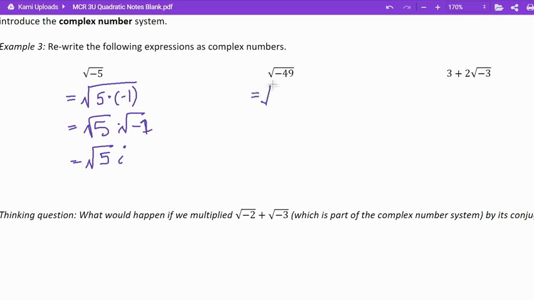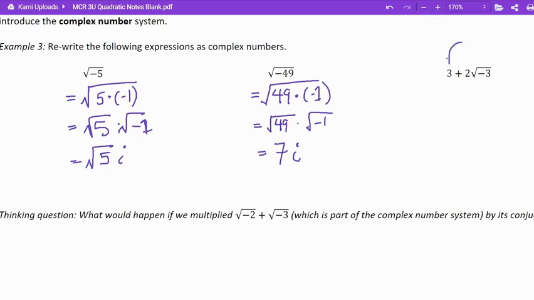Okay, let's look at the next one. So root -49. Okay, that's the same thing as saying root of 49 times -1. And so we can break it up into root 49 times root -1. Oh, and look, root 49 would be what? Good. And root -1 would be i. Okay. So that i is just a way to take that -1 out of the square root.